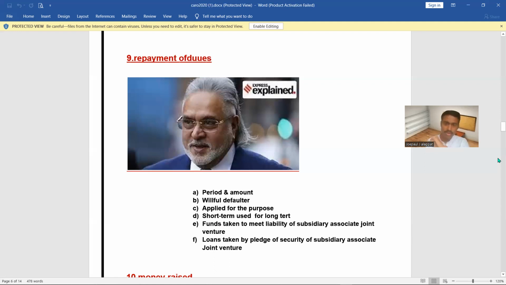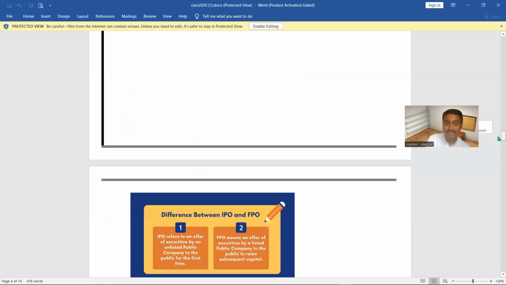6 points. Period, amount. Are you a willful defaulter? If you have used the loan for the purpose, then short term for long term, funds to meet the liability of subsidiary and associate joint venture, loans taken on the security of subsidiary, associate, joint venture. That's all. Now, moving to the 10th clause.